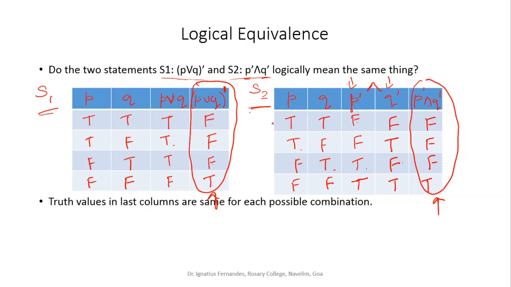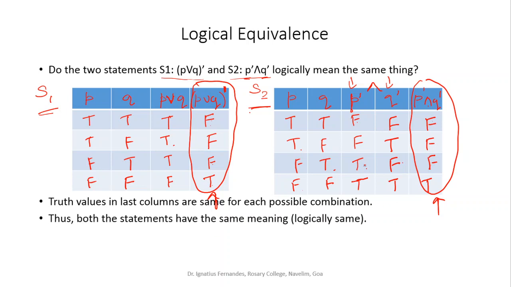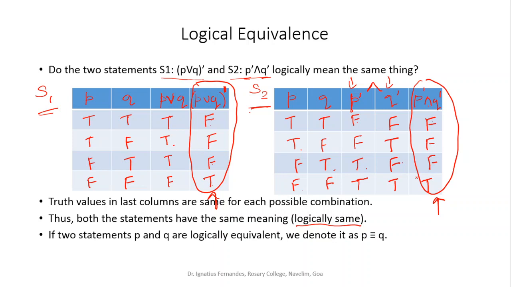The truth values in the last column are the same for each possible combination of P and Q. Thus we say that both the statements have the same meaning. They are logically the same, or they are logically equivalent. If two statements P and Q are logically equivalent, then we denote it by this notation. We say P is equivalent to Q. So this is how you have to determine whether two logical statements are equivalent or not.